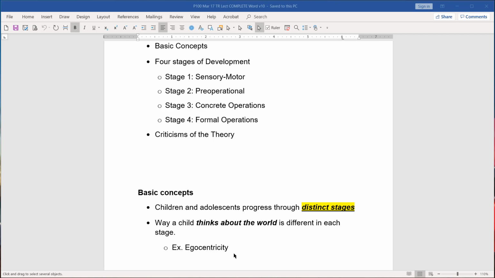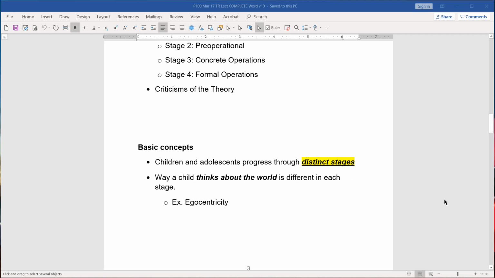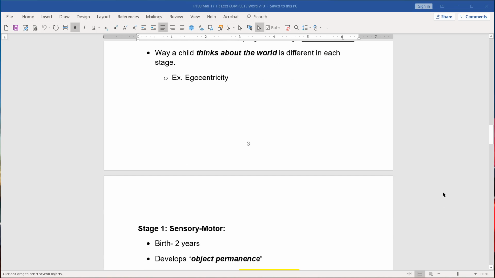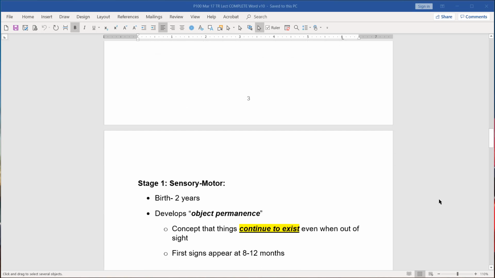That's what I mean when I say that Piaget argues that we go through qualitatively distinct stages of cognition as we become more sophisticated. And yes, we'll go into the details of those stages that we go through. We begin with stage 1, the sensorimotor stage.